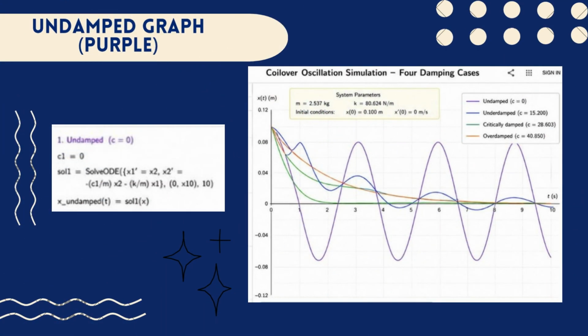Now that we have looked at the data and individual characteristics of each system, I want to compare all 4 graphs to see how different damping conditions completely alter a system's behavior. The first case is the undamped case. As you can see in the purple graph, this is the system that oscillates forever because there is zero resistance or friction. The amplitude never decays and it continues to cycle indefinitely.